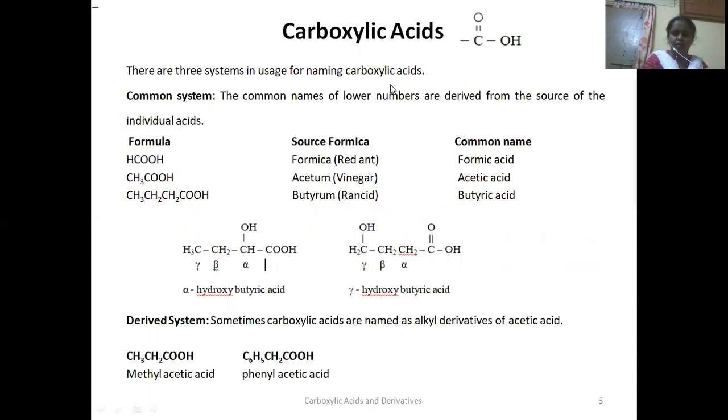Now let us see what are carboxylic acids and their IUPAC nomenclature. Carboxylic acids means the organic compounds which contain this functional group, that is the COOH functional group, are known as carboxylic acids. The hydrocarbons which contain this functional group are known as carboxylic acids. Now let us see the nomenclature for these carboxylic acids.